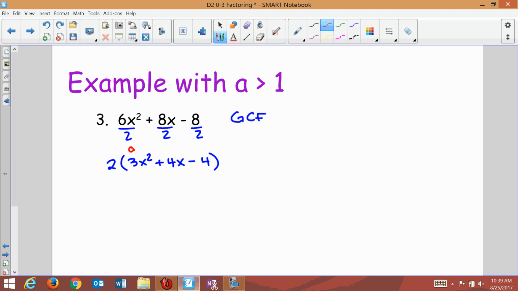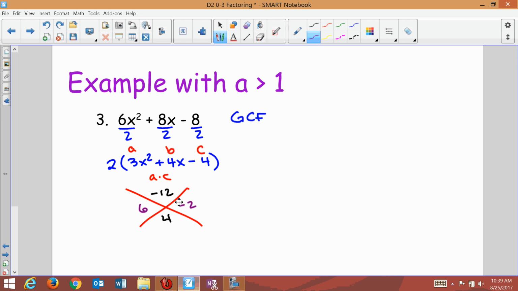I have a new a, b, and c. So let's jump into the x method. We're going to look for a product of a times c, which is 3 times negative 4. Again, it's negative 12. And again, we have 4 on the bottom. So we just discovered last time that the numbers with negative 12 on top and 4 on the bottom must be 6 and negative 2.